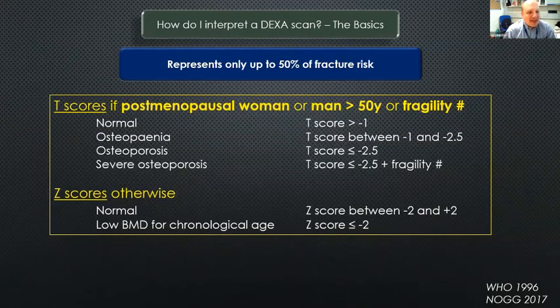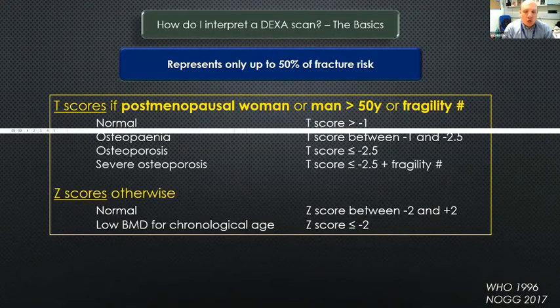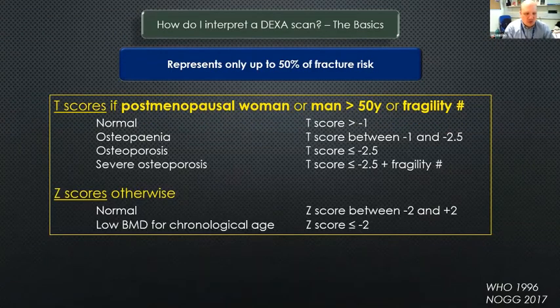And the normal here is -2 to +2. And a low bone mineral density for chronological age is a Z score of -2 or lower. Okay, so it's -2, not -2.5, it's -2. And we call this low, we don't call this osteopenia, we don't call this osteoporosis. We call this low bone mineral density for chronological age, because that's all it is at this point.